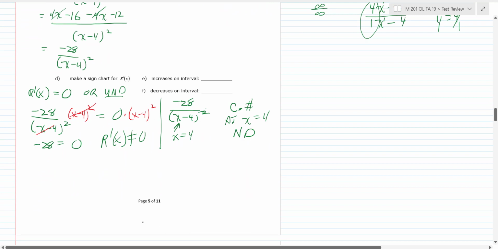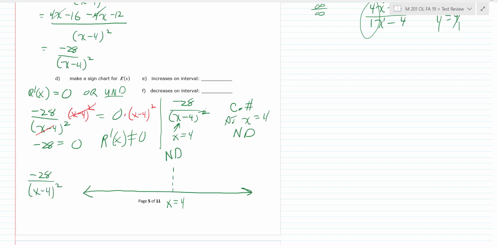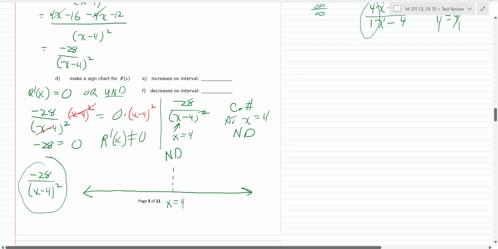So now we just go ahead and do our sign chart on this. The only critical number we need to consider is x equals 4. I'm going to put ND for no derivative. And remember, our derivative is negative 28 over (x minus 4) squared. So we're going to plug some test points into this function.